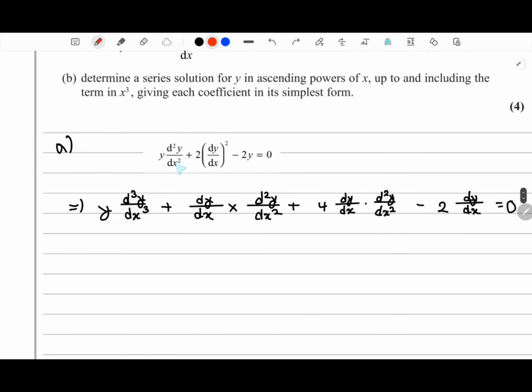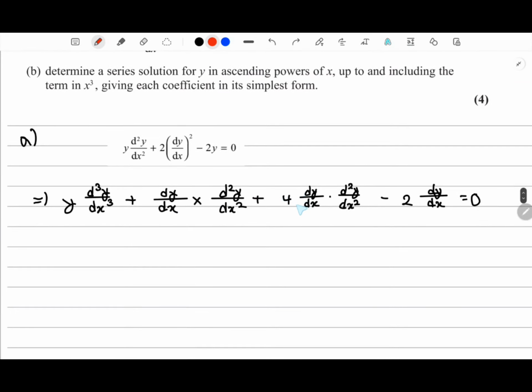We differentiate y d square y by dx square, which is using the product rule, which would be y d cube y by dx cube. Then we differentiate y and keep this the same. The derivative of y is dy by dx times d square y by dx square. For the second term, we differentiate normally, and then we use the chain rule basically, which would be 4 dy by dx, and then we differentiate what is inside dy by dx, whose derivative is d square y by dx square, and finally we have minus 2y, which differentiates to give us minus 2 dy by dx.